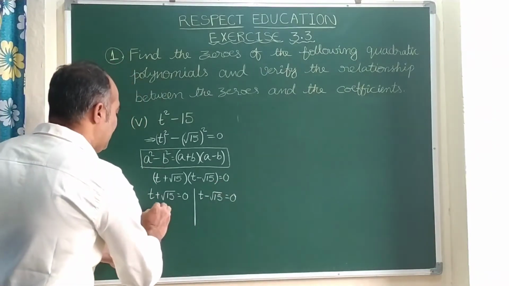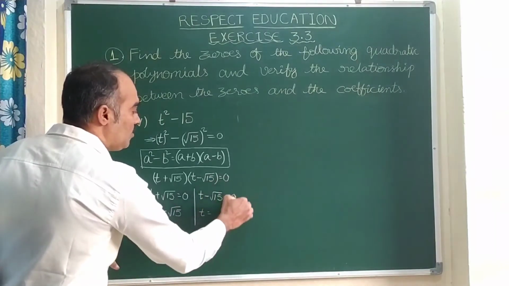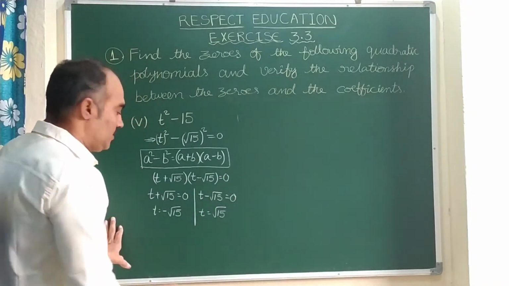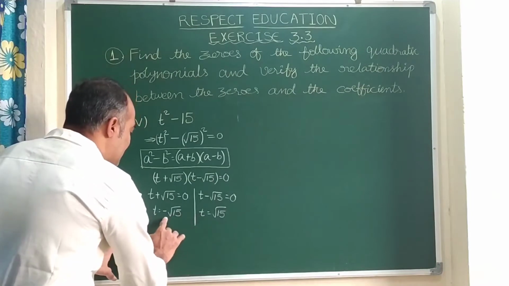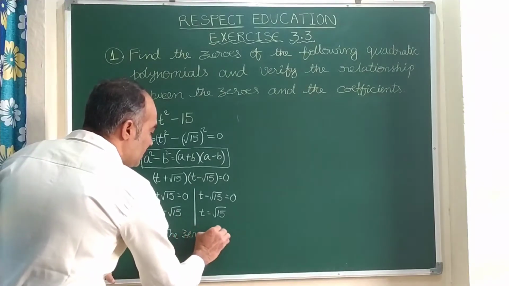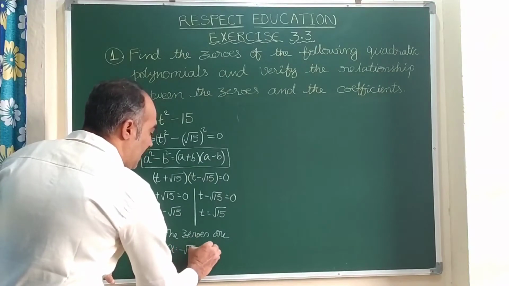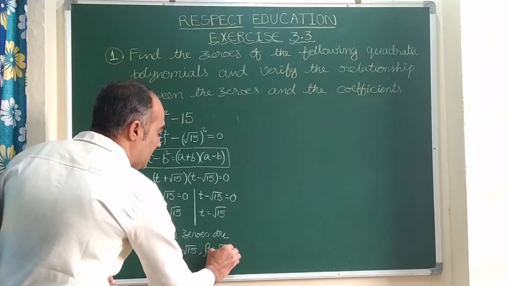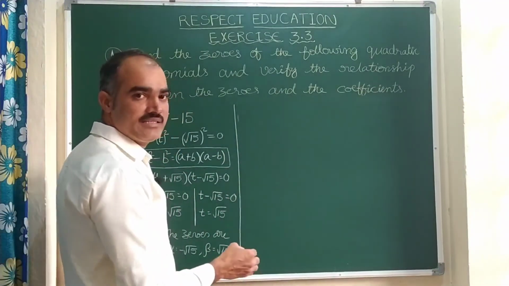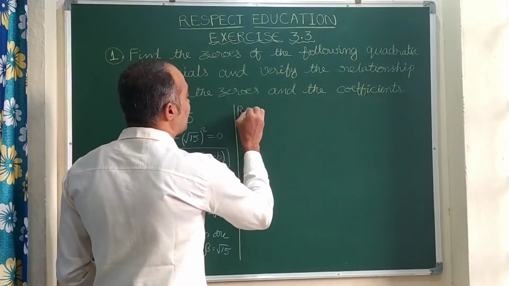So from this let us find t equal to minus under root 15. Here t is equal to 0 plus under root 15 is root 15. So it is plus root 15. So we can write these two are zeros. This zero let us write as alpha. Therefore the zeros are alpha is minus root 15 and beta is plus root 15. So zeros are ready. Now we are going to verify the relationship between the zeros and the coefficients. So here we are writing the relationship.